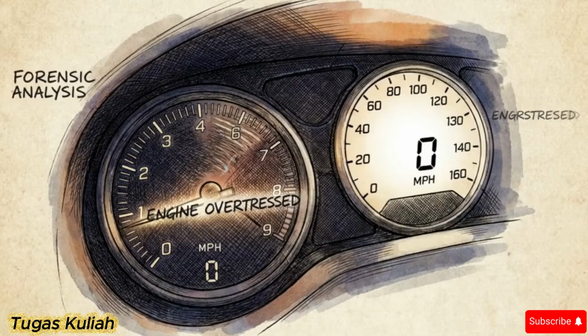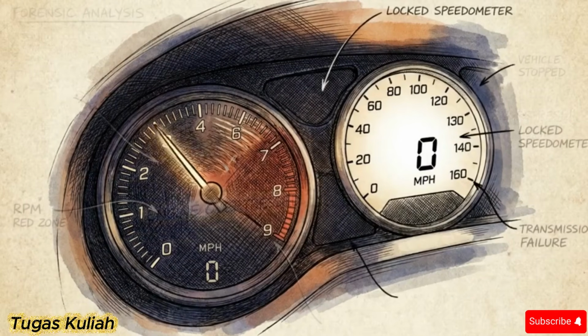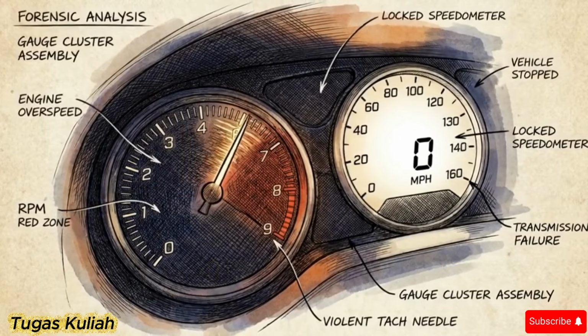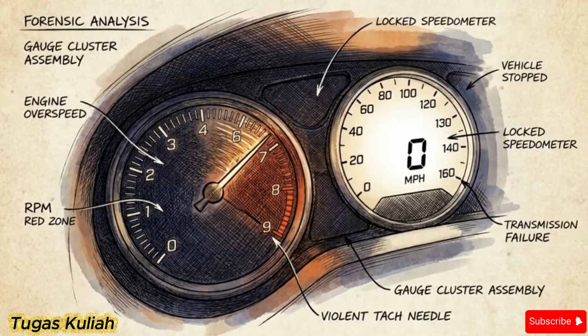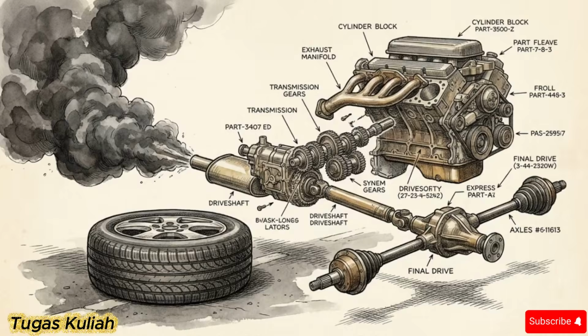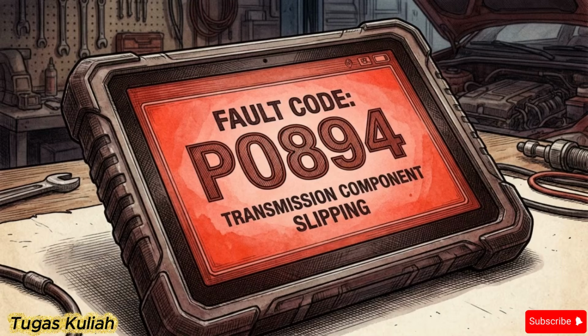You press the accelerator, and the engine immediately pegs the red line. The tachometer spikes, but the digital speedometer beside it remains completely still. The vehicle has RPMs, but no forward kinetic transfer. Transmission slip is a universal diagnostic symptom, indicating a total loss of torque transfer.